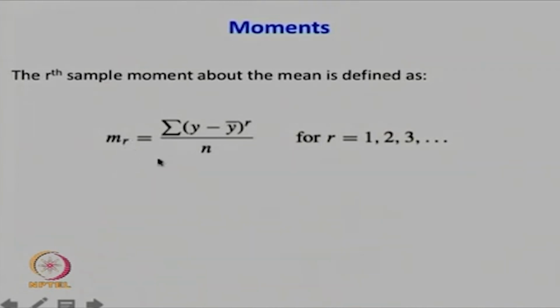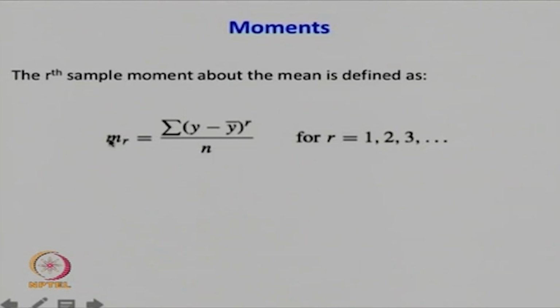What about the second moment about the mean? If n is reasonably large, m2 is nothing but summation y minus y bar whole square by n, and you can clearly see that this is very close to our definition of the variance. As opposed to dividing by n minus 1, we have divided by n, but for n large m2 is nothing but the sample variance.